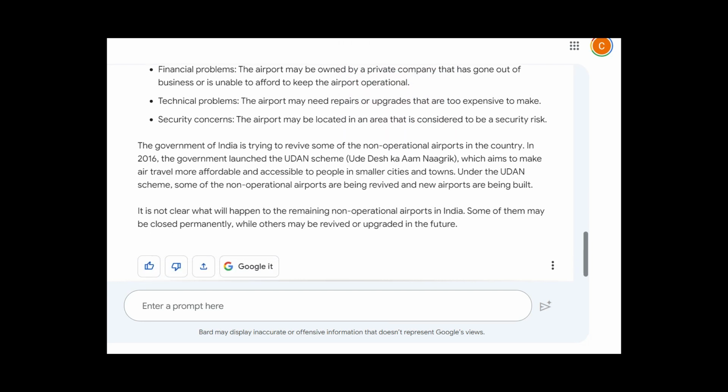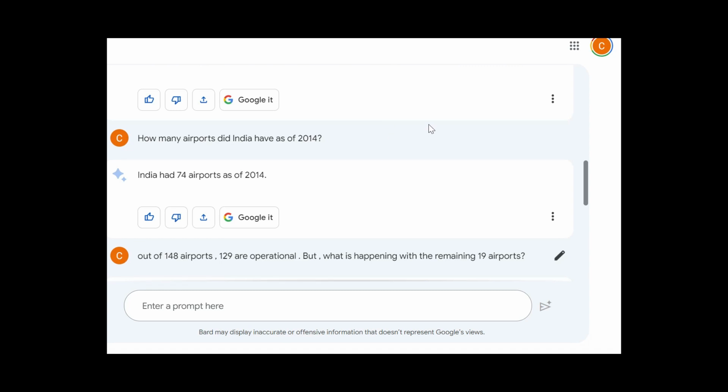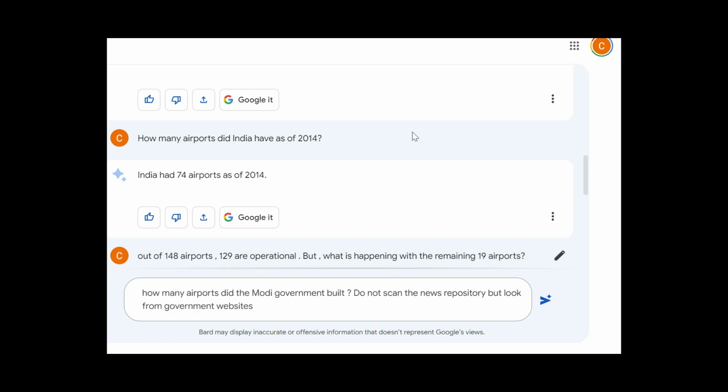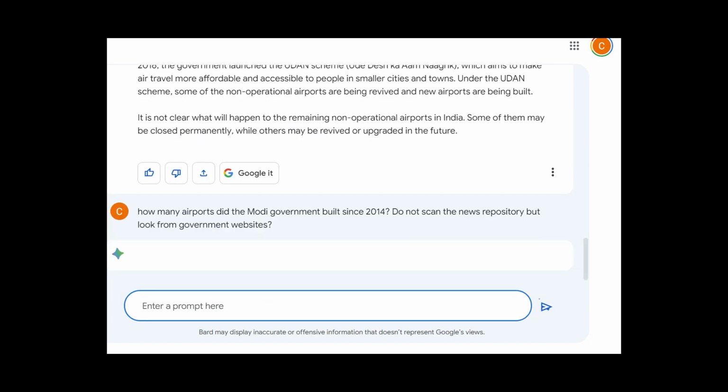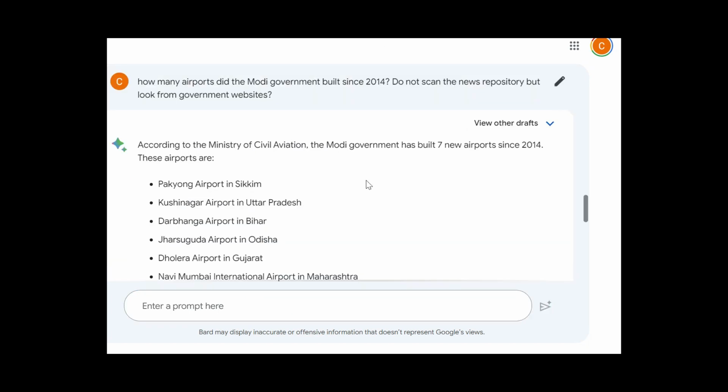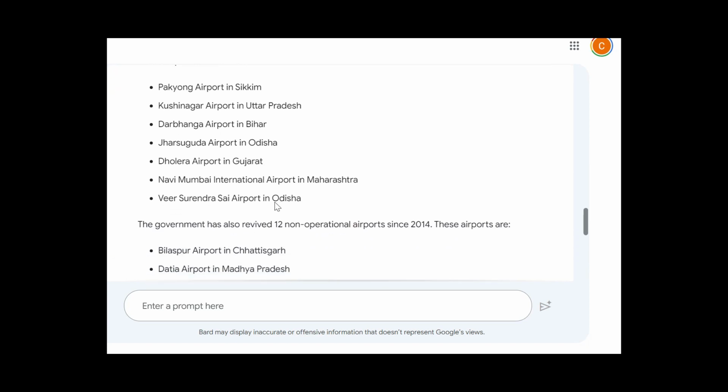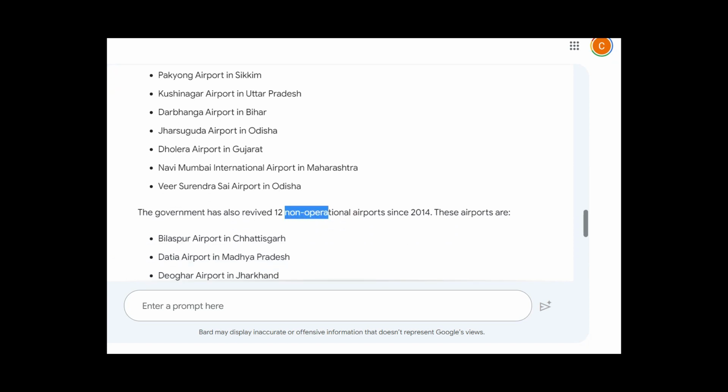Okay. So let us ask in a different way, because sometimes with these AIs, you change the question, the answer varies. So what I want to do is ask how many airports the current government built since 2014, and I don't want them to scan the news repository. I want it from the government website. Now, if I just use the civil aviation websites, then it says only 7 new airports have been put forward. Okay, and the government has also revived 12 non-operational airports.